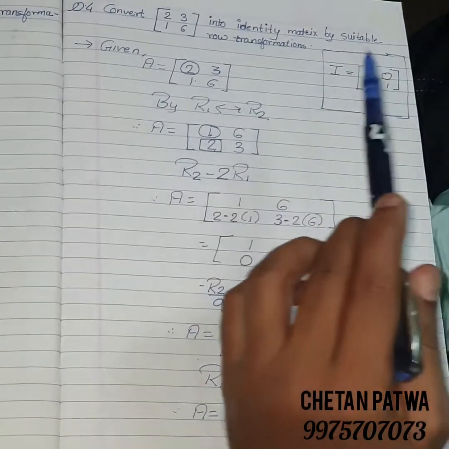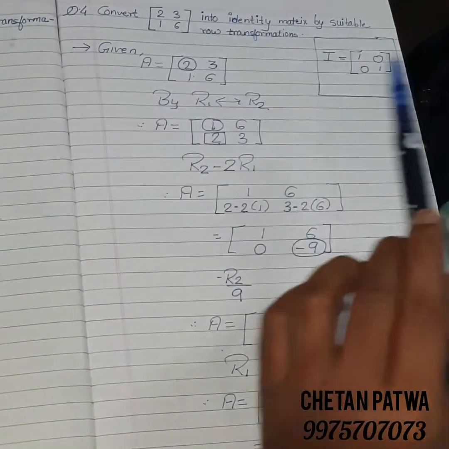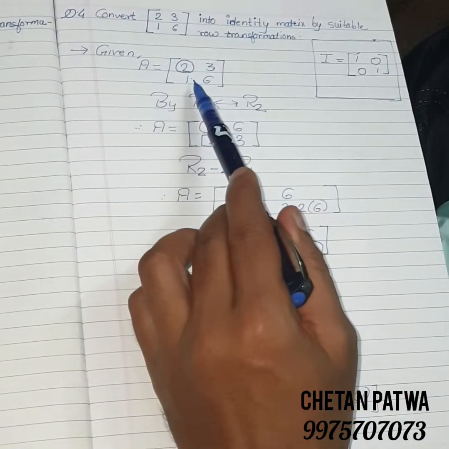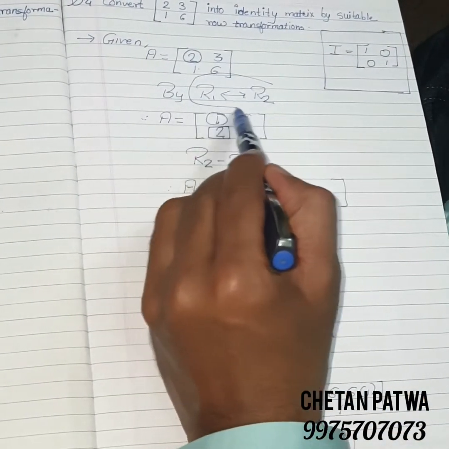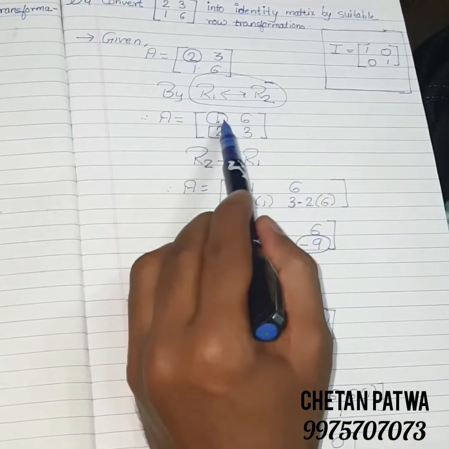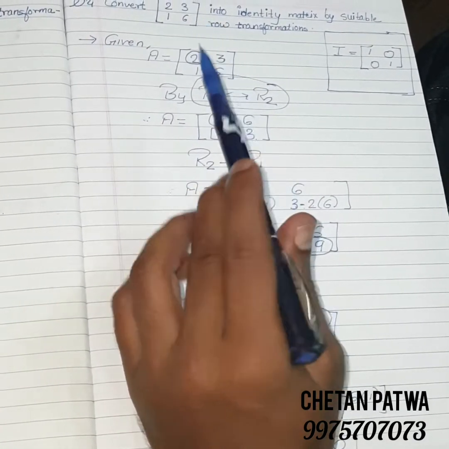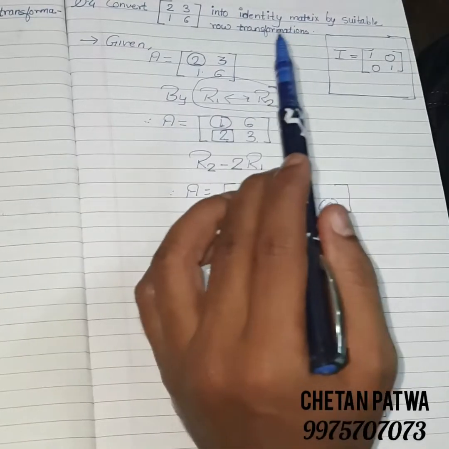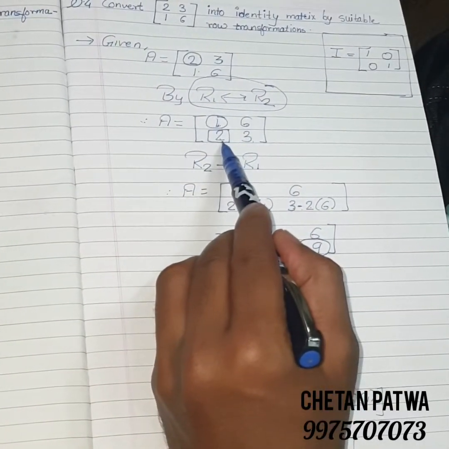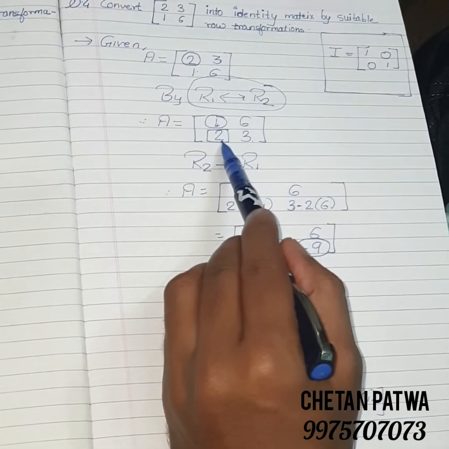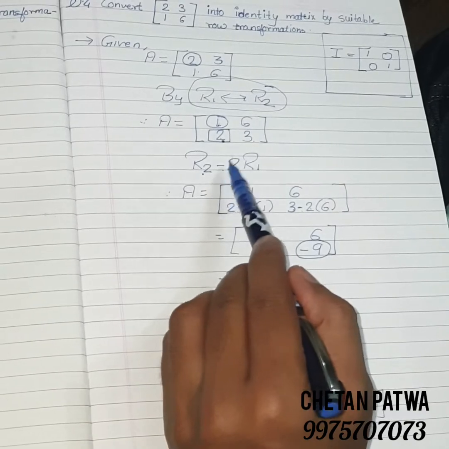So first thing we are going to do is convert this 2 into 1. Now if you observe the given matrix, we are having 1 in the second row. So the first step we did was R1 interchanging R2. So what we got? 1, 6, 2, 3. So our first step finished. In second step, we will try to make the number below 1 into 0. In this case, the number is 2. It is located in which row? Second row. So our step will be R2 minus 2.